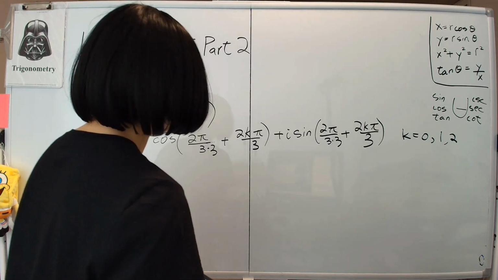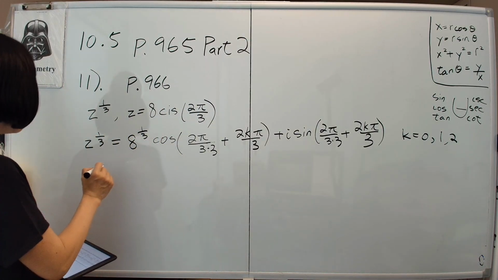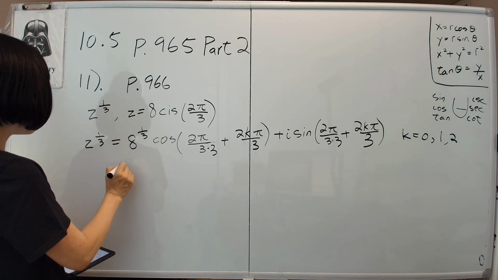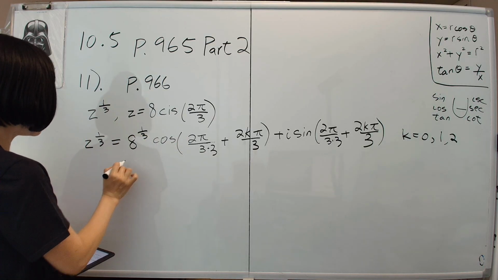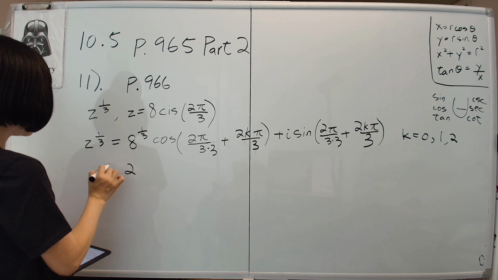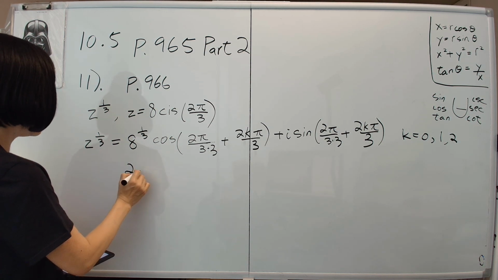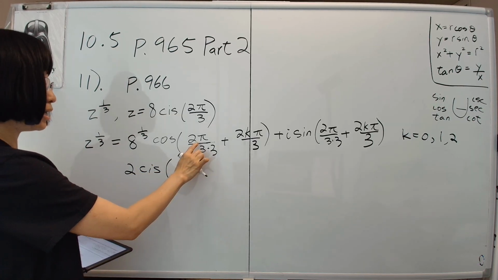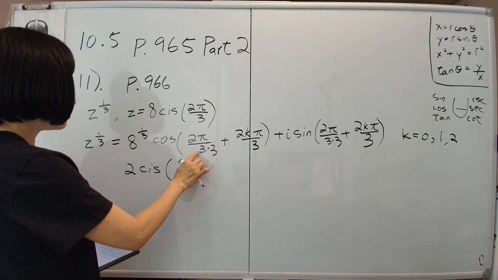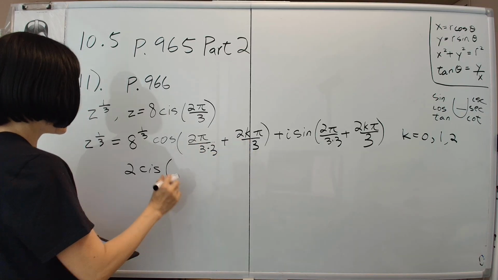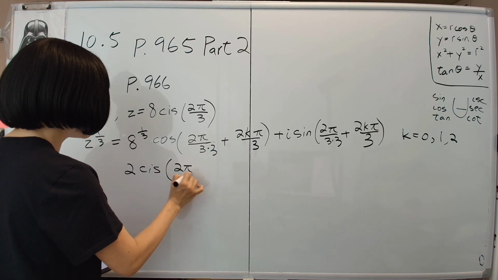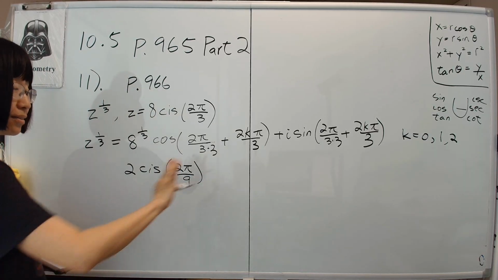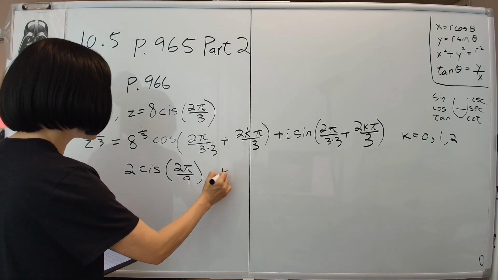What does that mean exactly? That means that there are 3 answers. The first answer will be, let's see, 8 to the 1/3 is 2, so we'll write that down. The first answer is 2 cis, okay? We'll just write down the cis, and that way we don't have to rewrite everything. The first answer will be k equal to 0, and so the first answer is 2 pi over 9. So it's 2 cis 2 pi over 9. That's the first answer, because that's where k equals 0.